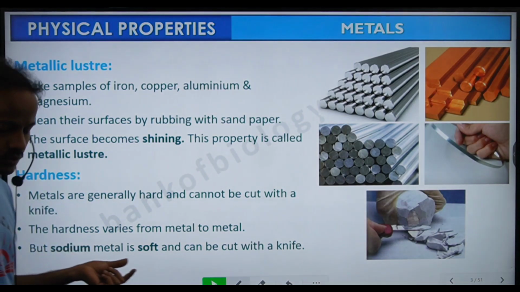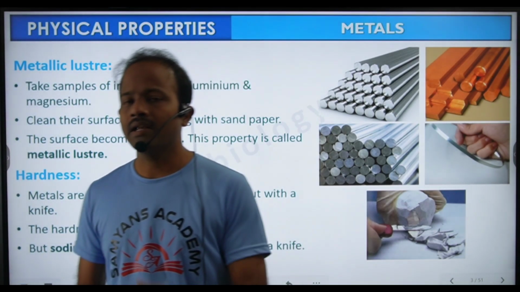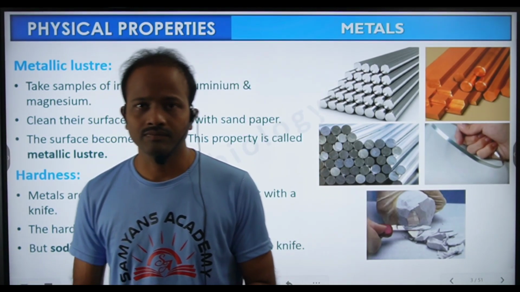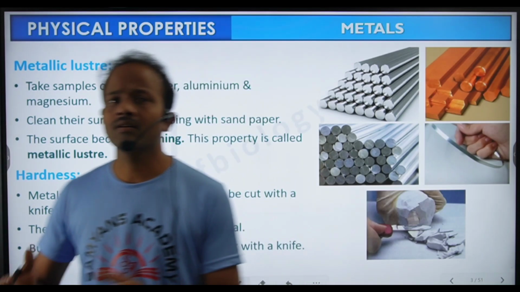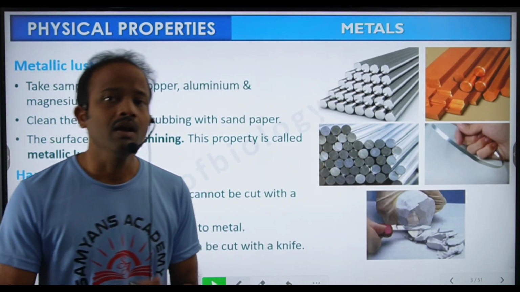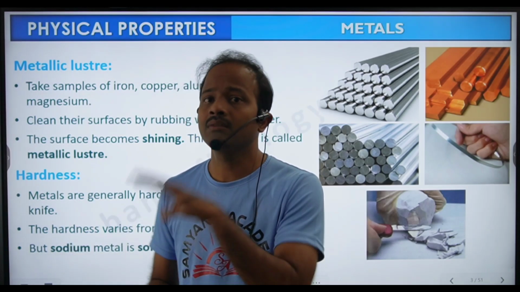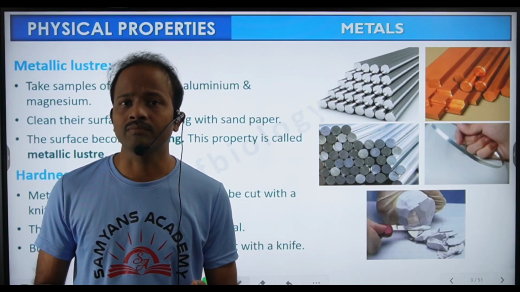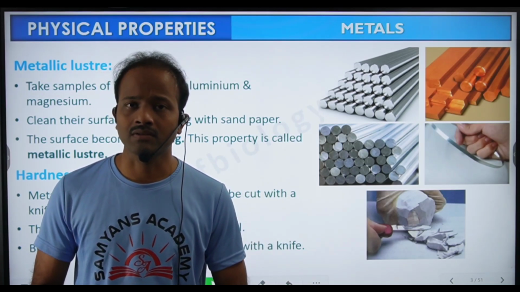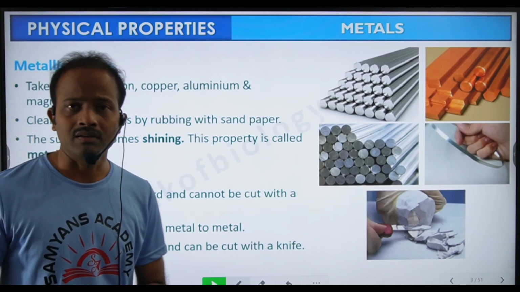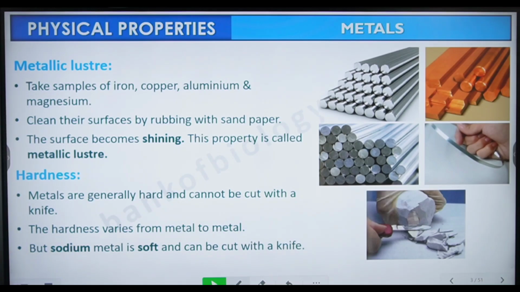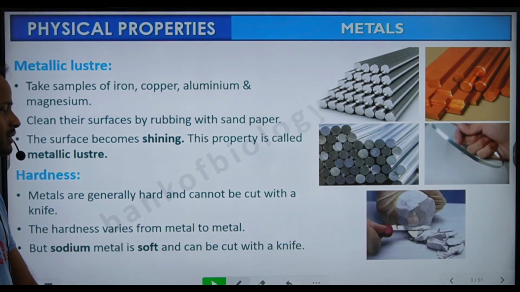And the hardness. To perform this activity, take a knife and take some samples of iron, copper, aluminum, sodium and potassium, and cut them with the knife. Most of the metals we cannot cut with the knife, but some metals we can cut, and those metals we call soft metals. Examples of soft metals are sodium, potassium, and all group one elements. All other metals are hard metals, and we cannot cut them with a knife. Metals are generally hard and cannot be cut with a knife. The hardness varies from metal to metal, but sodium metal is soft and can be cut with a knife.